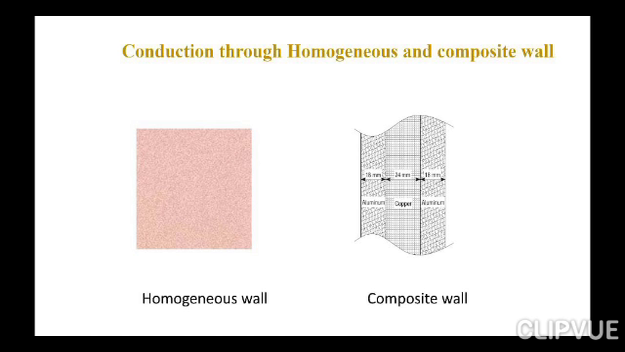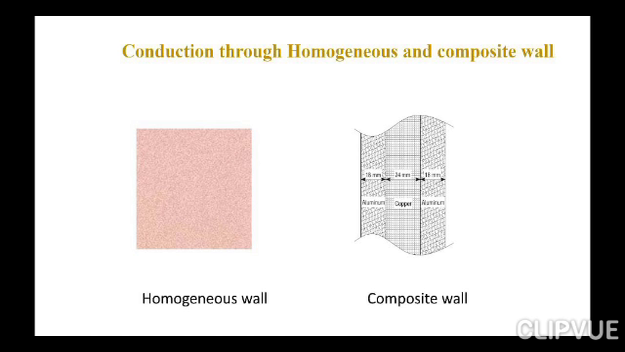In this slide, firstly we should know what is homogeneous wall and composite wall. So, homogeneous wall means a wall made of the same material having a given thermal conductivity. Look at this picture, this wall is made of the same material.